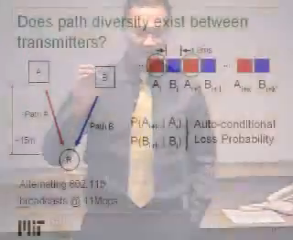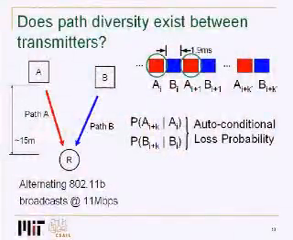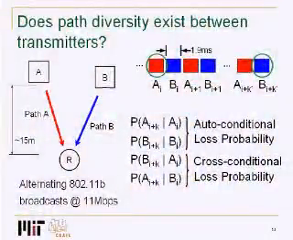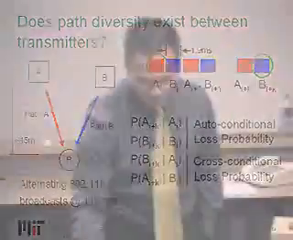We looked at two different types of metric. One is the auto-conditional loss probability. Given that a frame has been lost from transmitter A, what's the probability that the next frame from transmitter A is going to result in a loss? We do this over different time scales. Then we looked at another metric called the cross-conditional loss probability. Given that there's a loss from transmitter A, what's the probability of getting a loss from transmitter B? We do that over different time lags between the two loss events too.